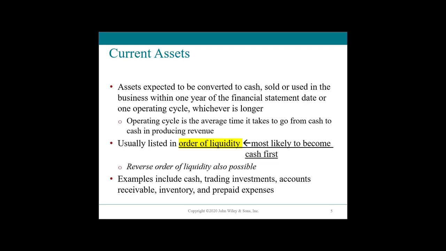Current is one year. Within those current assets, we list them in order of liquidity from most liquid to least liquid. So most liquid at the top and least liquid at the bottom.